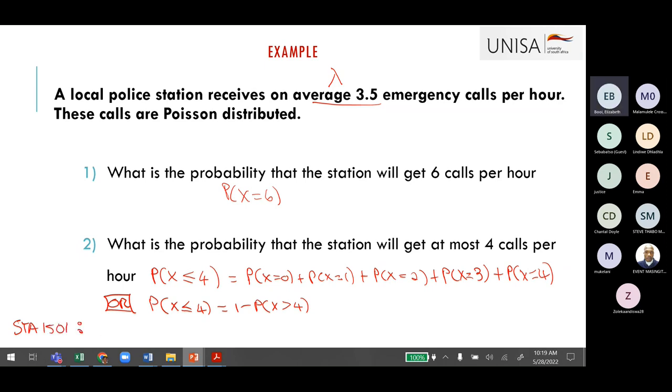1501, what they are asking you, which is the probability of X is greater than 4 or less than or equal to 4, is the same as the probability of X is equal to 4. That's the easy part. For you on your table, that will be easy. Otherwise, you can use your formula. Remember the formula to calculate the probabilities: the probability of X equals e to the power of minus lambda, times lambda to the power of X, over X factorial. Choose whichever one. You can post your answers in the chat.